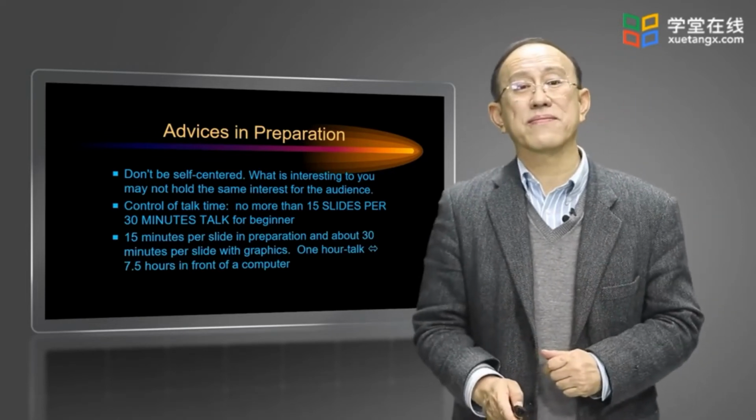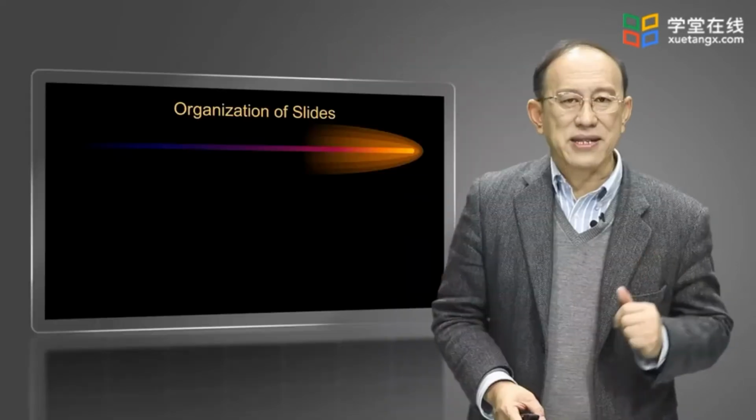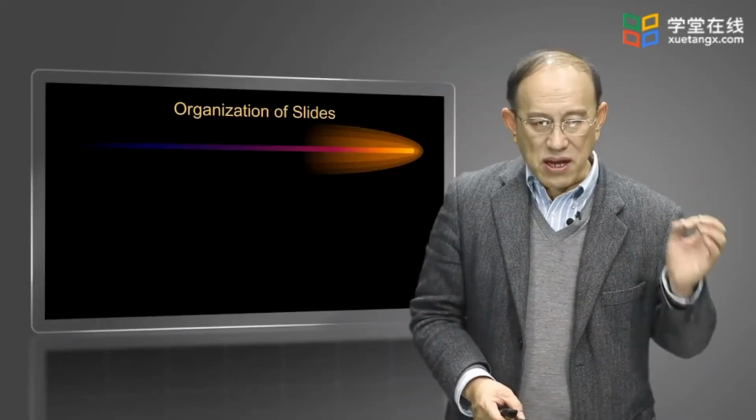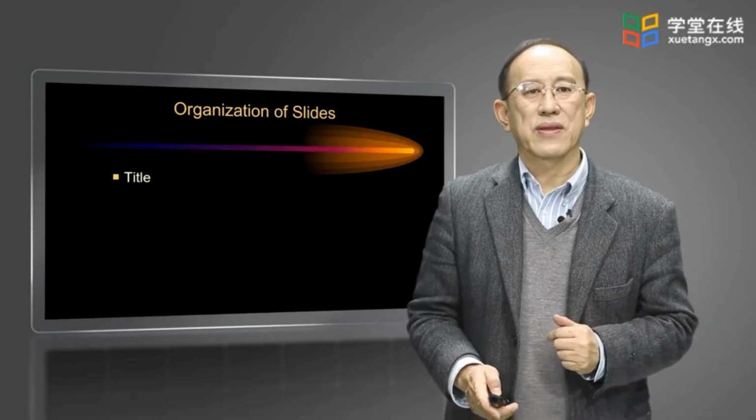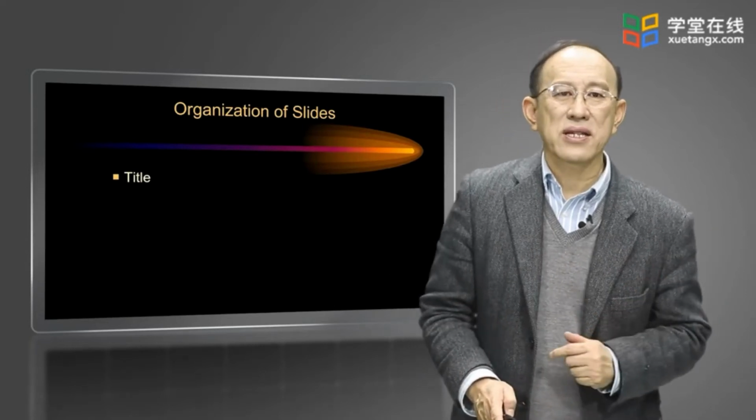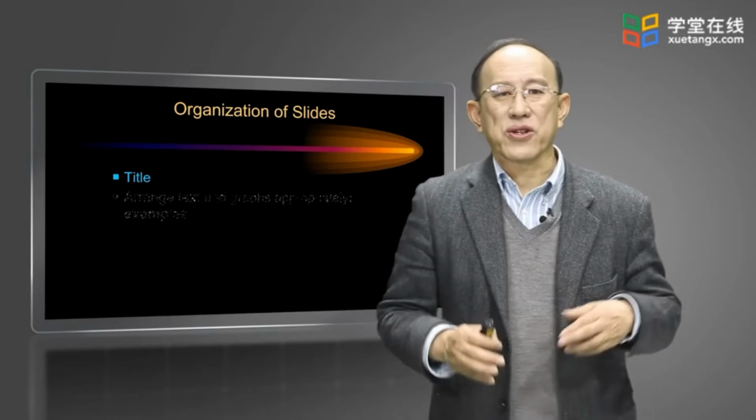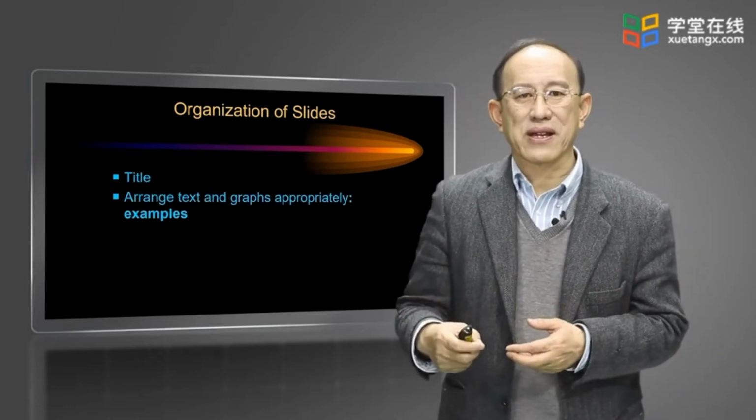than this. We should have a good organization of slides, and a slide consists of a title, the table of content. We should arrange the text and the graphic appropriately, as in the following examples.